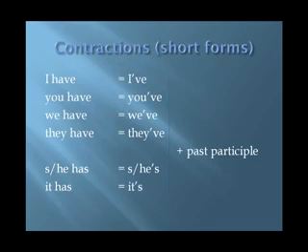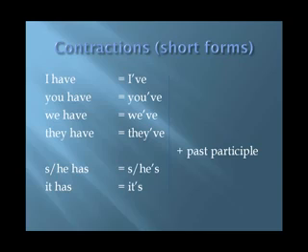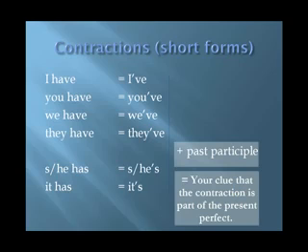Now I said that our helping verbs are either have or has. These helping verbs contract with pronouns. The contractions, or short forms, are the following: I've, you've, we've, they've, she's, he's, it's. Now remember, these last few contractions can also be short forms for she is, he is, it is. But you'll be able to recognize them as part of the present perfect when they're followed by a past participle.